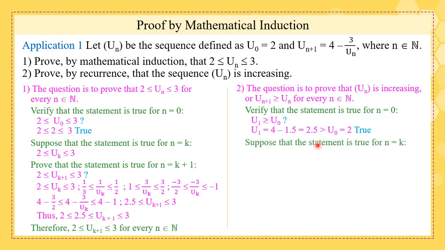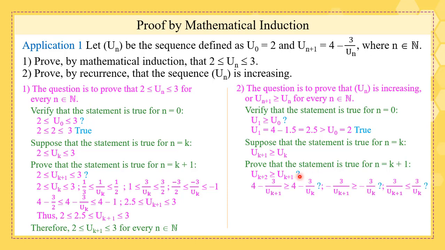We suppose that the statement is true for n equals k, so I know that uk plus 1 is greater than or equal to uk, and we prove that the statement is true for the next rank. Is uk plus 2 greater than or equal to uk plus 1? Let's see. Now what is uk plus 2 from here? It's 4 minus 3 over uk plus 1. Is it greater than 4 minus 3 over uk?